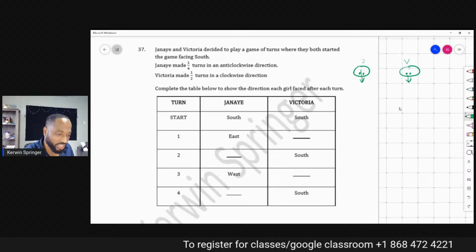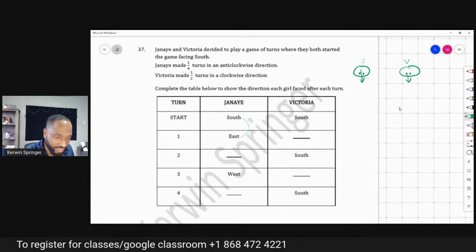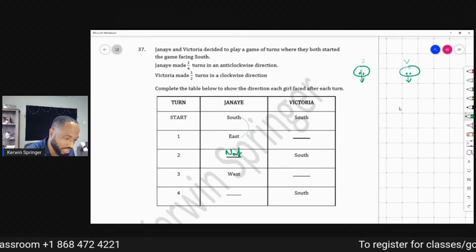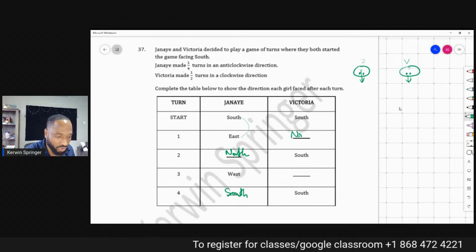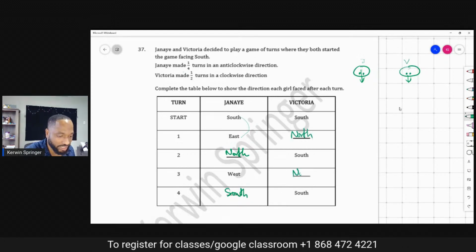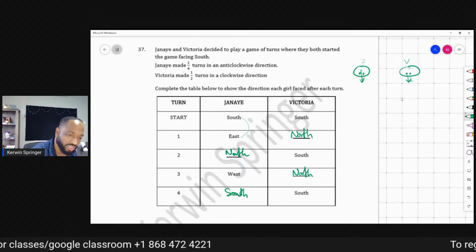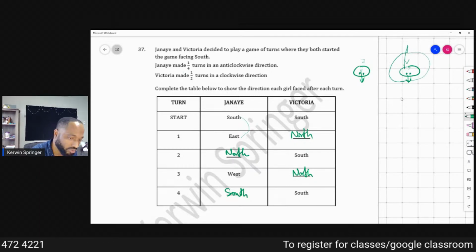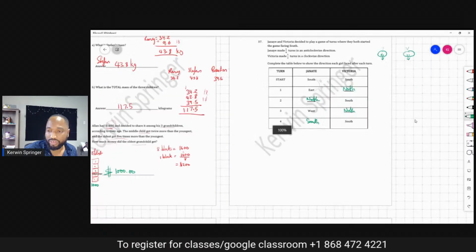So Janae is going south, then east, then north, then west, then back to south. And Victoria will be going south, north, south, north, south, north. Easy. Because remember, she'll be going south, turn a half turn to the north, come back south, north, south. She's just spinning backward and forward. All right.